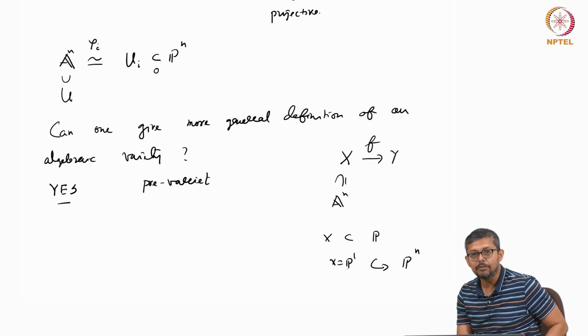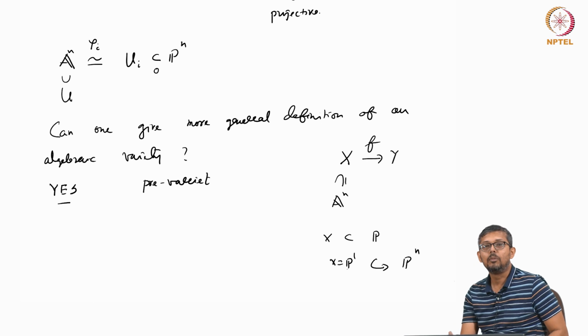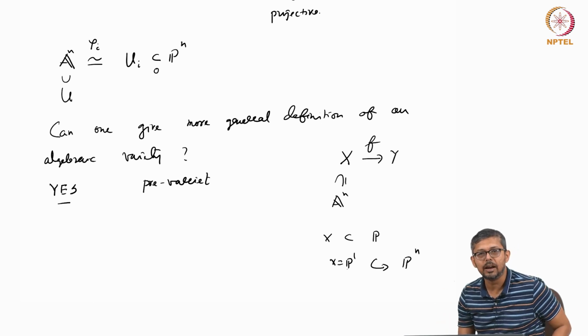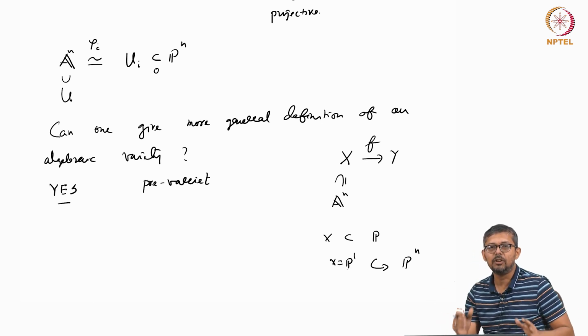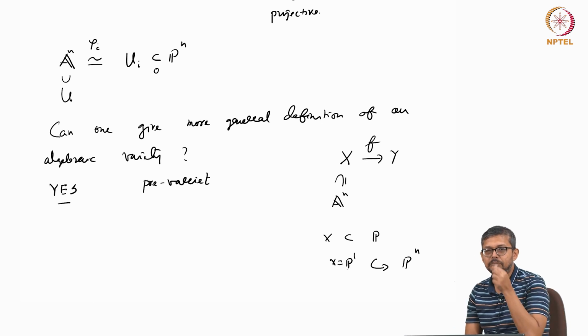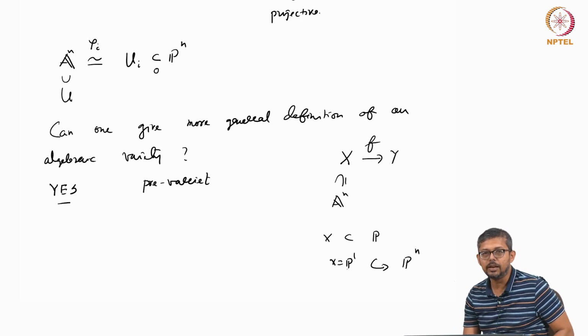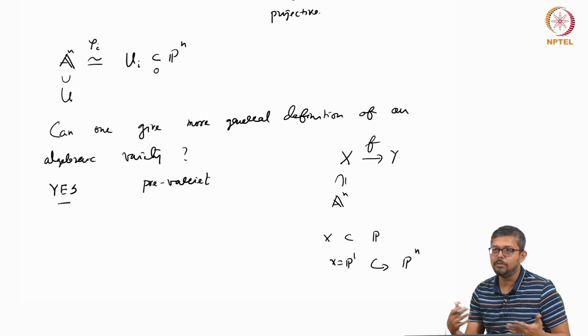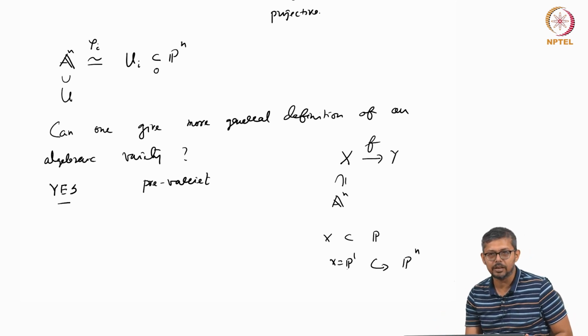That was an abstract affine variety. But now you want to include the projective varieties also. That way you cannot define projective varieties. Quasi-projective varieties, so everything you should include. So whatever I have done so far, these are all examples of varieties.